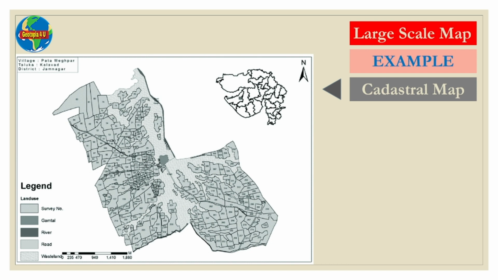On your screen is a picture of a cadastral map, which is an example of a large-scale map.